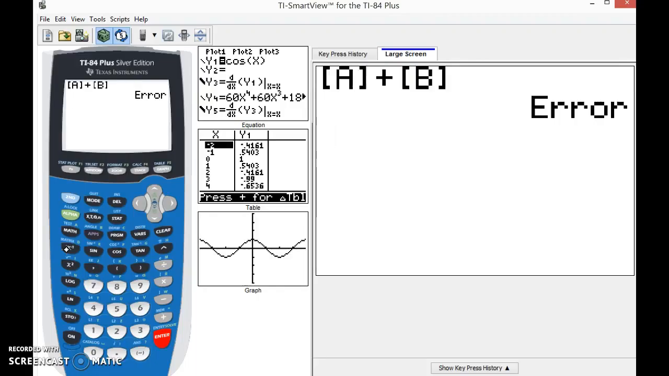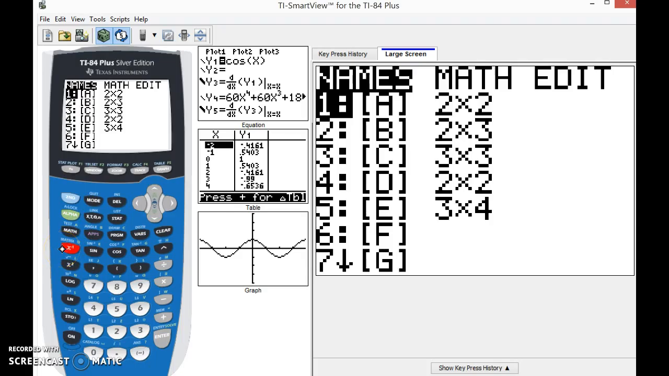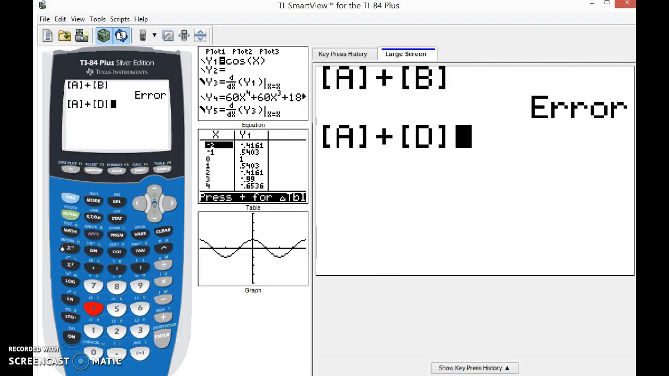Now, let's save ourselves a little bit of time and energy. Remember that if you hit second enter, it'll retype the last thing, or if you have an 84, you can scroll up and choose the last item that you had and hit enter again, and it'll let you type back on top of that. So I can come over here and type on top of matrix B if I want to add A and D, and that just saves me some time and energy, particularly if I'm doing a bunch of these.